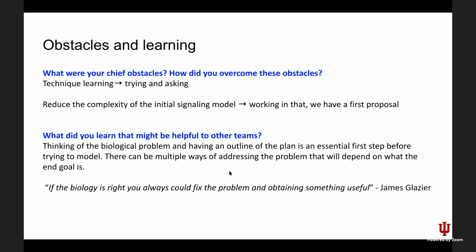Some things that we came across is that we tried to learn different techniques. So we used Antimony modeling, also changes in phenotype, just by trying and asking lots of questions. And one of the things that we really had to think about is how to reduce the complexity of the signaling model. We've been thinking about this a lot, talking about this a lot. How do you do this? And I think we're still in the process of implementing this.